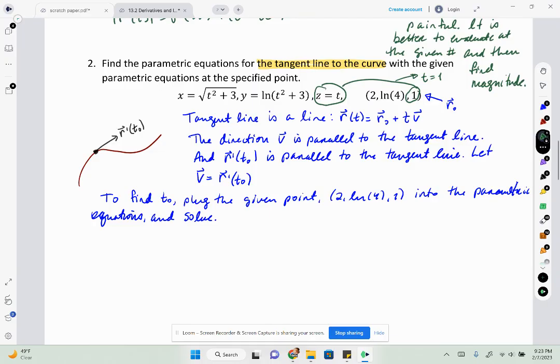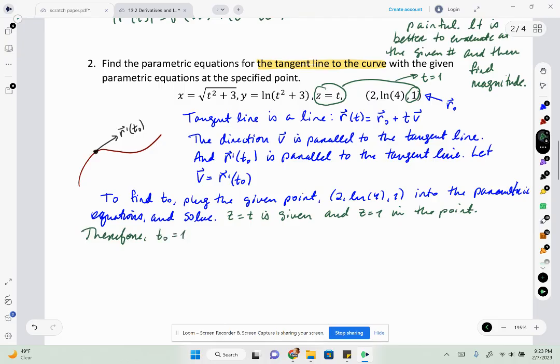Okay, z equals t is given, and z equals 1 in the point. Therefore, t naught is equal to 1. So that's what we're going to use.